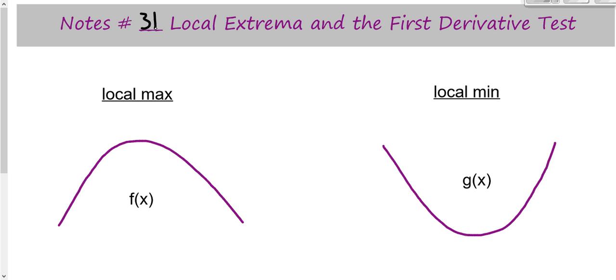Okay, so let's take a look at this graph here. It shows a local maximum because no point is higher in the neighborhood. And let's talk about what's going on with the function f of x. So over here on the left side, f of x is increasing. To the left of the maximum, f is increasing, and to the right of the maximum, f is decreasing.